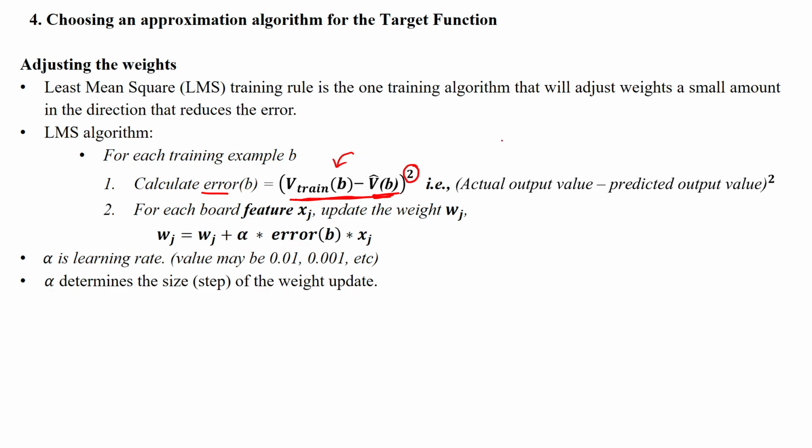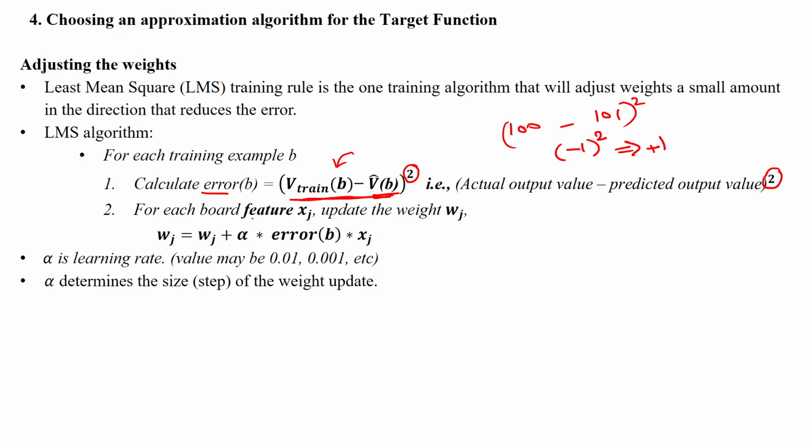Suppose the actual output is 100 and the predicted output is 101, so we are getting a negative value. Actually the error should not be a negative value. That's why we are going to square it. When you square this, it will come as a positive 1. So that's why we are using the squared value here.